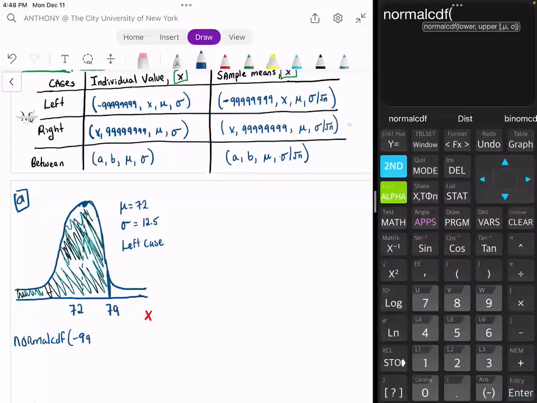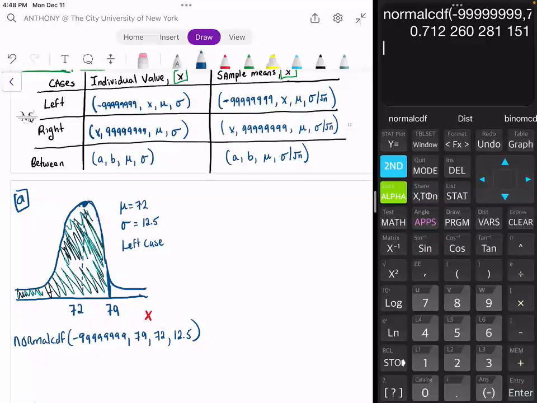We say negative 9,999,99999. So it's basically a negative sign with 8 nines behind it. So 1, 2, 3, 4, 5, 6, 7, 8, comma, the value of x, right? So x here was 79. Your mean was 72. So 79, comma, 72, comma, standard deviation, which is 12.5. Close parentheses, hit enter.